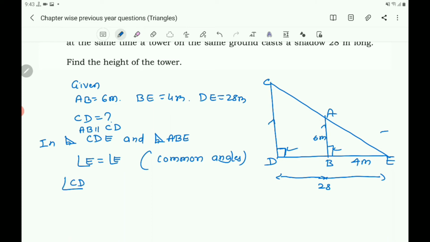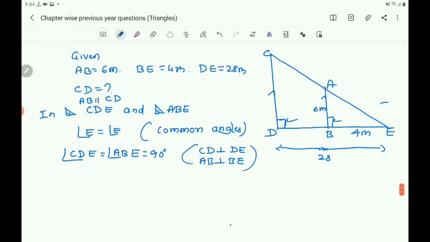Angle CDE equals angle ABE, both are equal to 90 degrees. CD is perpendicular to DE and AB is perpendicular to BE. So this is enough to show that these two triangles are similar. That is AA similarity criteria you can take. Therefore, triangle CDE is similar to triangle ABE.